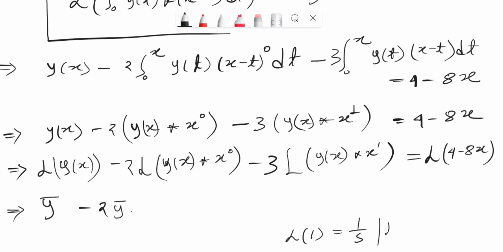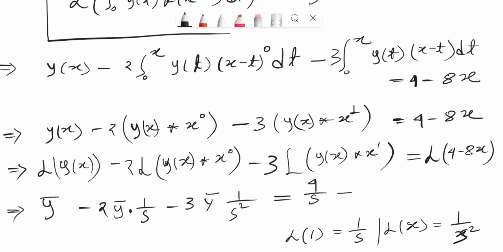Laplace of x is equal to 1 by s square. So we need to keep this in our mind. Laplace of y(x) will be y bar, and Laplace of x to the power 0 will be 1 by s, minus 3 Laplace of x y(x) will be y bar, and Laplace of x will be 1 by s square, equal to Laplace of 4, which can be written as 4 into Laplace of 1. So Laplace of 1 will be 1 by s, so Laplace of 4 will be 4 by s, minus Laplace of 8x will be 8 by simply s square.